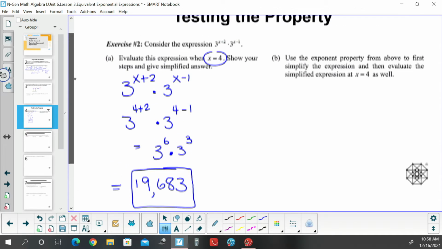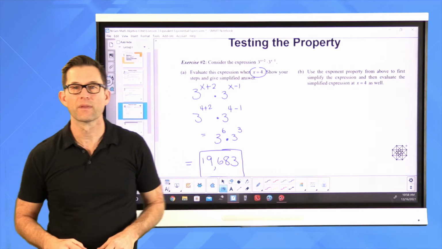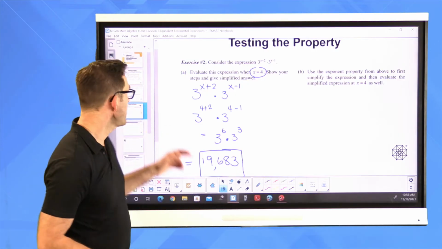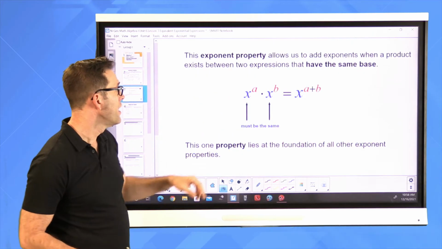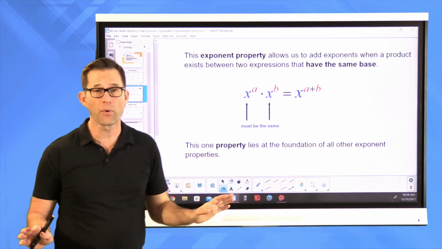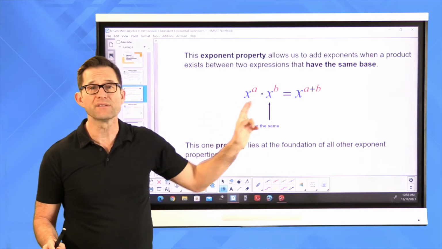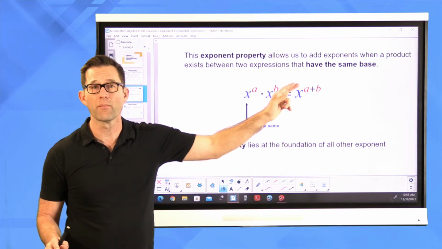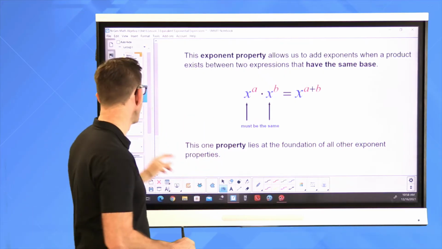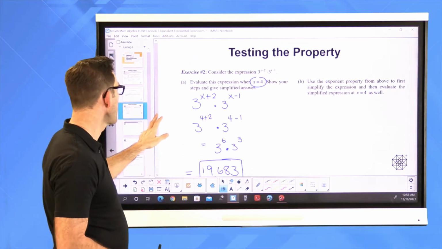All right. Now let's take a look at letter B. Use the exponent property from above to first simplify the expression and then evaluate the simplified expression at x equals 4 as well. So remember, our exponent property said, back on that previous slide, that as long as the two bases are the same, we can add the exponents. Now, this property is going to work. It doesn't matter whether the bases are variables and the exponents are numbers, or the bases are numbers and the exponents are variables. It doesn't matter. The property always holds.